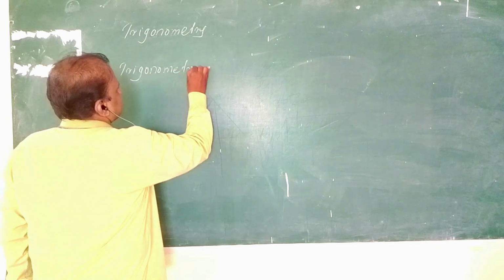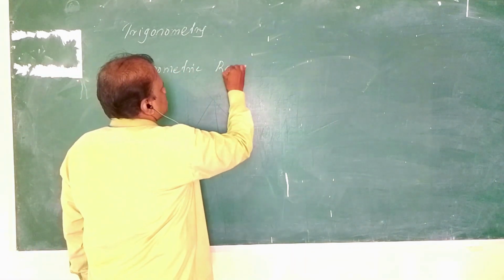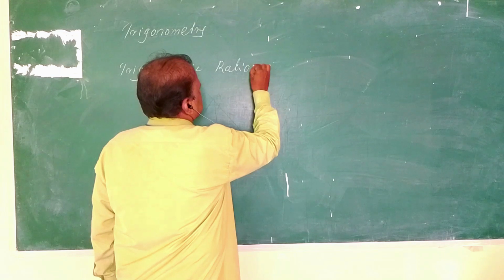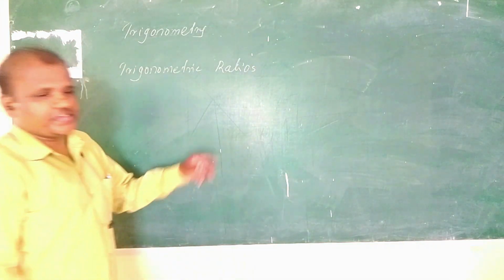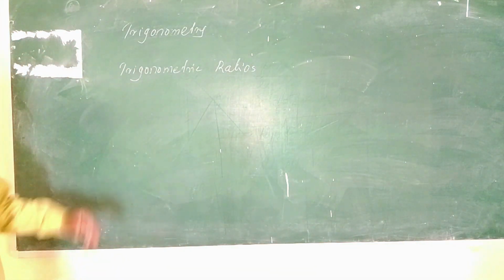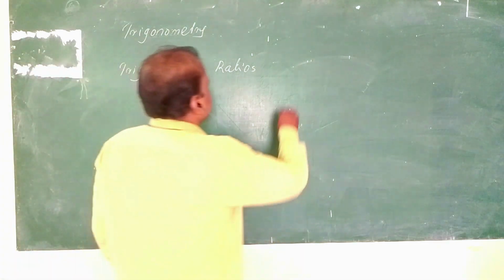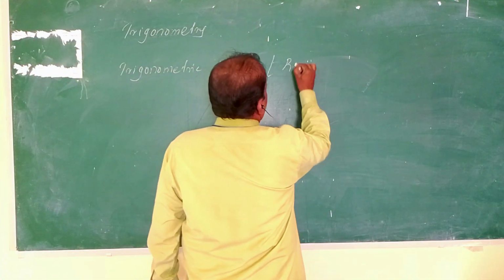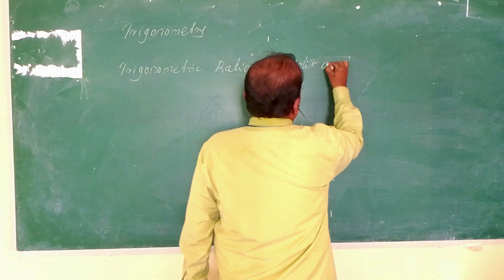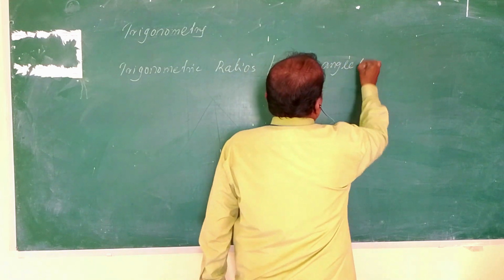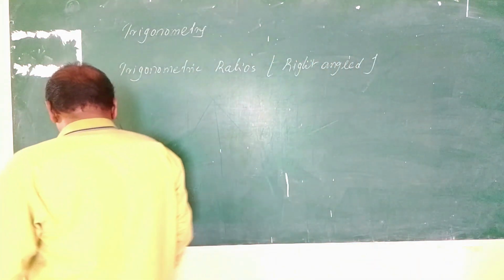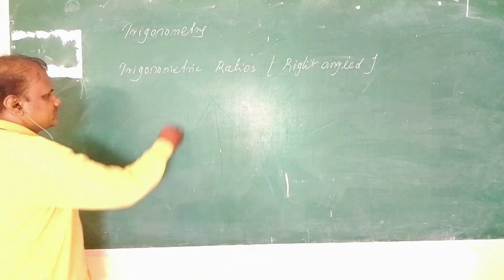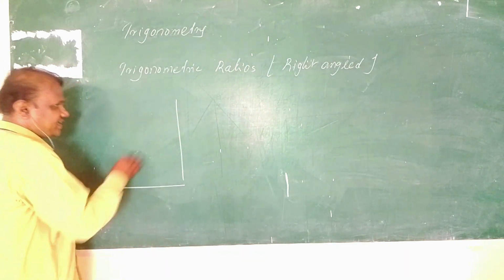Trigonometric ratios. In this class we will define the trigonometric ratios, particularly in a right angled triangle. Here I am going to draw a common shape. This is a right angled triangle.